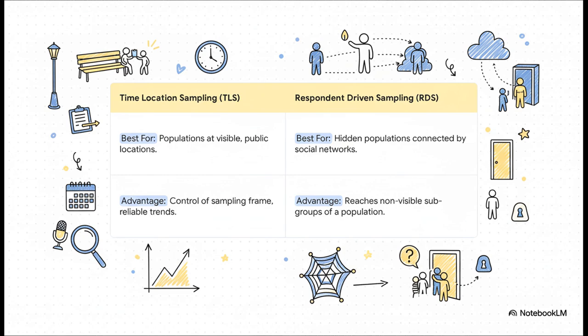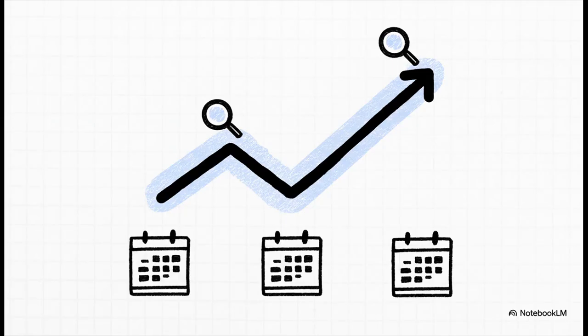TLS is your go-to method when the population is at least a little bit visible, when they gather at places you can actually identify. The big plus is that you have more control, and you can get really reliable data on trends over time. RDS, on the other hand, is the choice when a population is truly hidden but is tightly networked. Its superpower is its incredible ability to reach folks who would never, ever show up in a public venue survey.